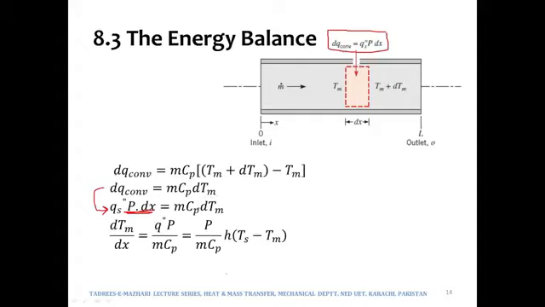Then a very simple manipulation, dTm by dx. So we are bringing all the differential parameters on one side and the rest on the other side. So the other side would be the heat flux times P over m cp. P is the perimeter, so P remains P and m cp remains m cp, and then we can write the heat flux as h times delta T. So therefore we can write it as h times Ts minus Tm.